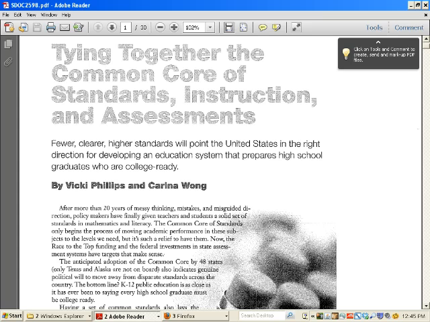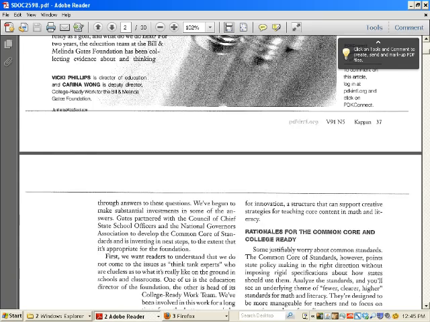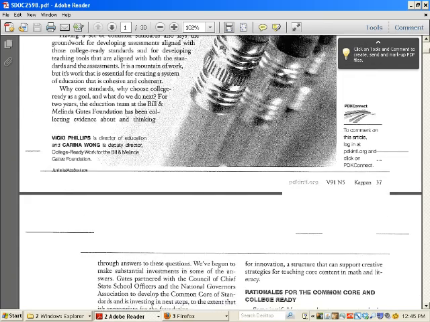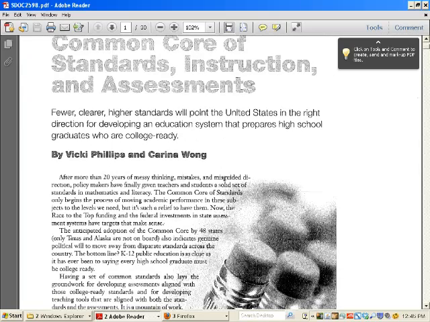This article was written, I believe, in 2010. It talks about tying together the Common Core standards, and says after more than 20 years of messy thinking, mistakes, and misguided direction, policymakers have given teachers and students a solid set of standards in mathematics and literacy. The Common Core of standards only begins the process of moving academic performance in these subjects to the levels we need. So let's definitely note down what that means. What does it mean by levels that we need? And we'll address that shortly.